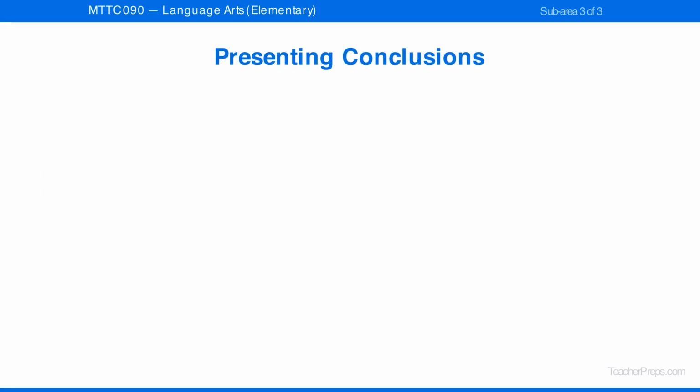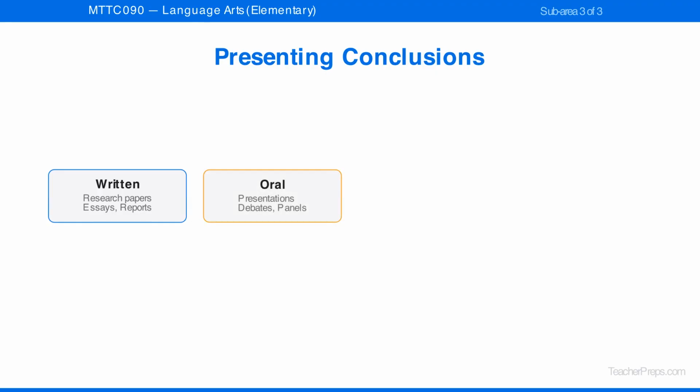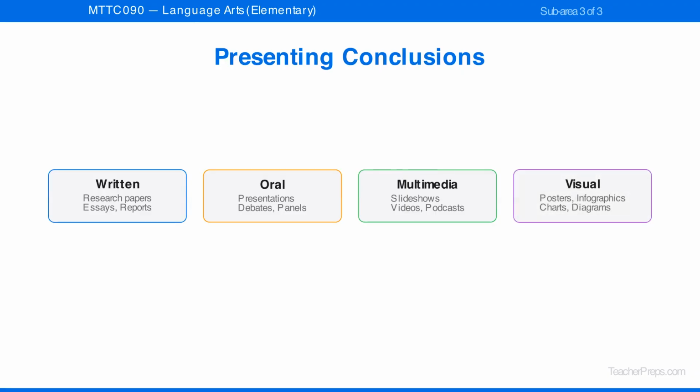The research process isn't complete until students present their findings. Written formats include research reports, informational essays, brochures, and newsletters. Oral formats include formal presentations, panel discussions, dramatic presentations, and readers' theater. Multimedia formats include slideshows, videos, podcasts, digital stories, and interactive posters. Visual formats include traditional posters, infographics, diagrams, charts, dioramas, and illustrated timelines. The key is matching the format to the purpose and audience.